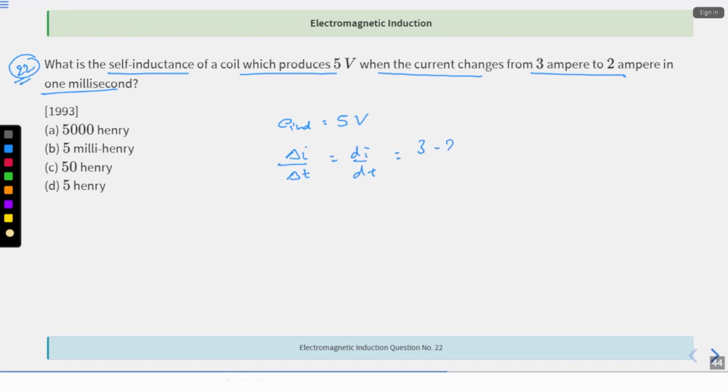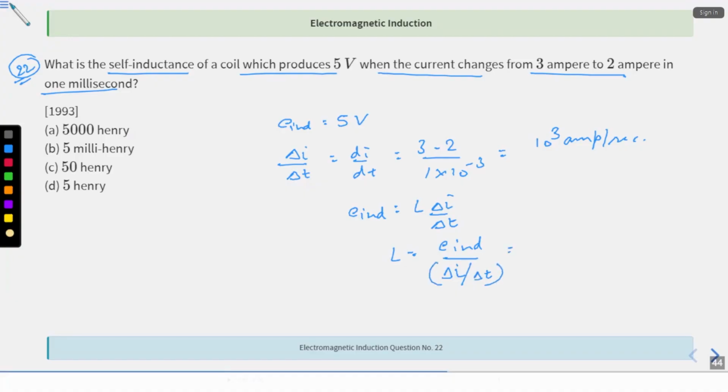That would be 3 minus 2 upon 1 millisecond. Millisecond is 10 power minus 3. So it would be 10 power 3 amperes per second. So EMF induced would be given by L times delta I by delta t. So again, L would be EMF induced upon delta I by delta t. So it would be 5 upon 10 power 3. That is 5 into 10 power minus 3 Henry. Or we can write it as 5 millihenry, which is option number B. So option number B is our right answer.